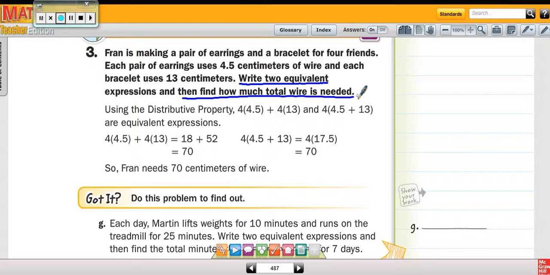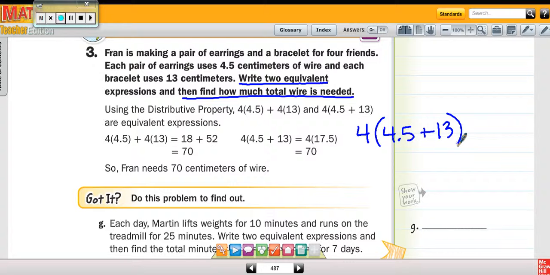Okay, so let's use what we know in the problem. We know that we're making a bracelet and earrings for 4 friends. So 4 friends are getting these. If the 4 friends were getting it, let's figure out what it would be for one person's bracelet and earrings. So how long is the wire for the earrings? Jacob? 4.5. 4.5, and we're going to add that to the length for the bracelet, which would be what, Evan? 13. Do you agree that that's one expression that would represent this situation?